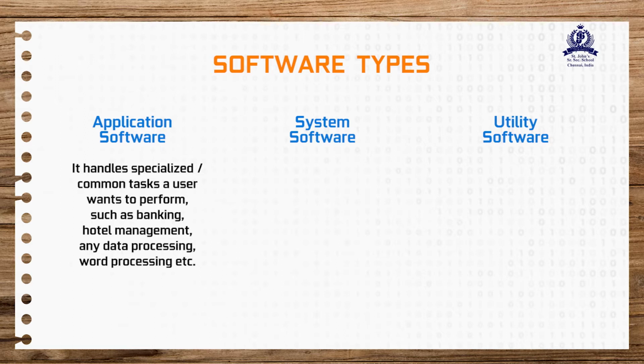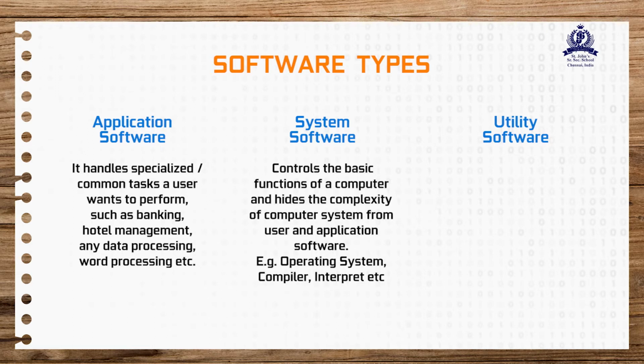In application software, one common example is word processing. Nowadays we are used to typing documents in Word. That word processing is one of the common application software. And the second one is system software.